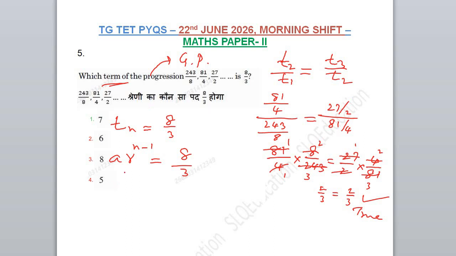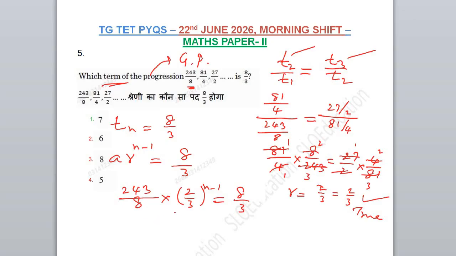What is a? a means first term. This is the first term. So a is 243 by 8 into r. r, just now we got it as the common ratio. This is nothing but r. 2 by 3 is r. So common ratio means we can take T2 by T1, or we can take the value of T3 by T2, any we can take. So this r value is 2 by 3 whole to the power of n minus 1. This n we have to find. This is given as 8 by 3.